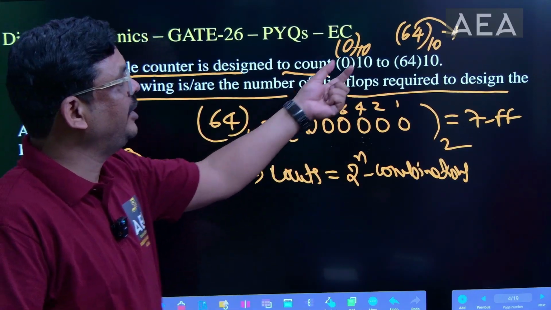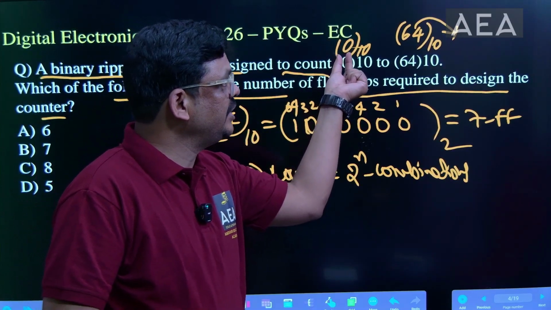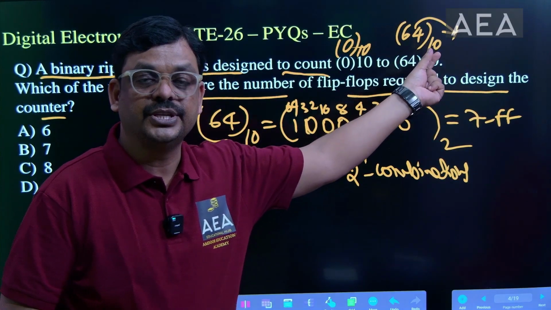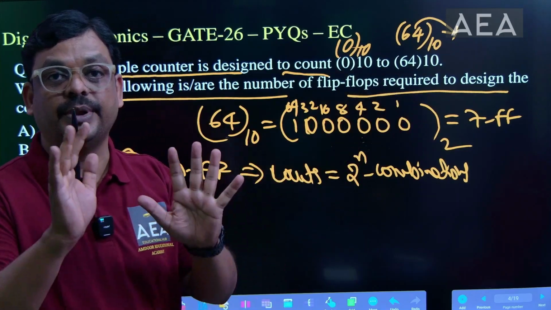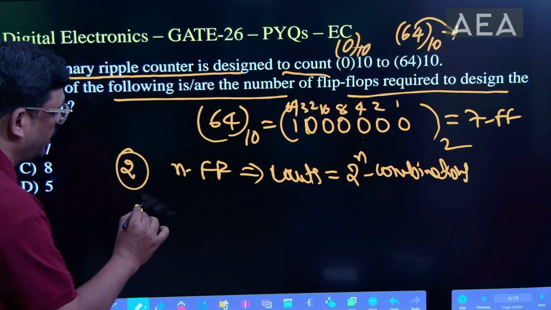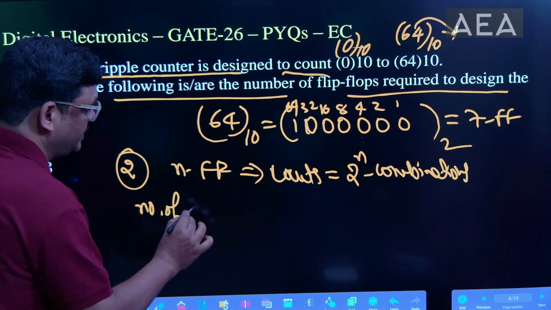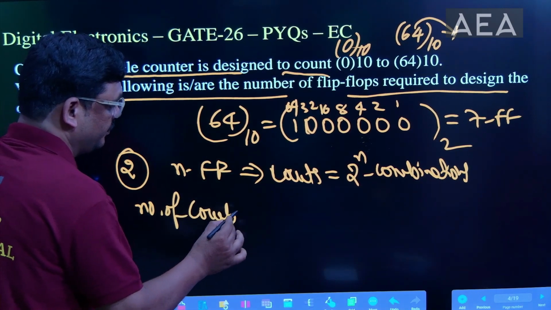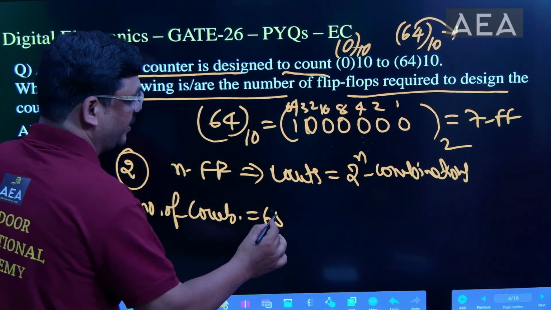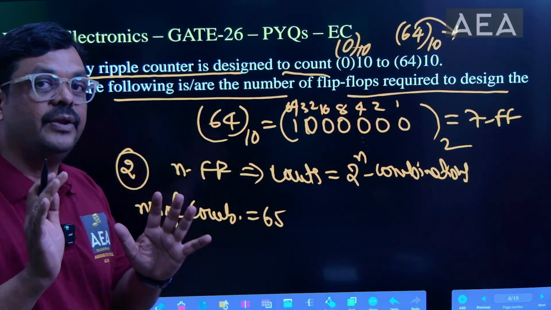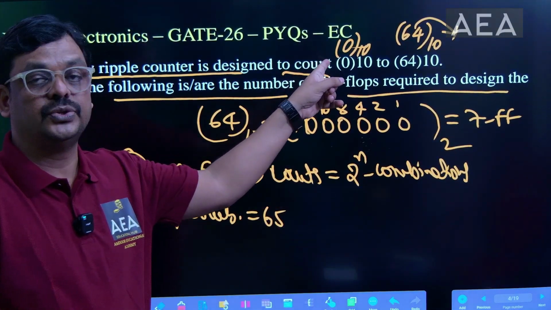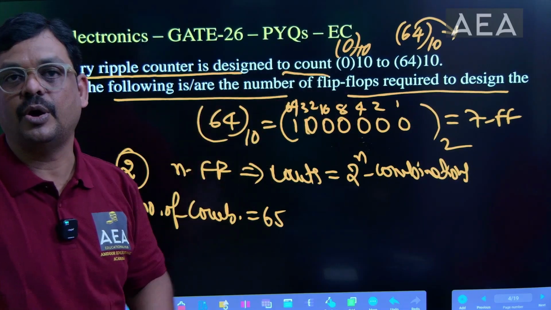Now, how many combinations do we want here? If it starts from 0 and goes up to a maximum of 64, then it gives a total of 65 combinations. So the number of combinations should be 65 based on the question. You have to count 0 also. 0 to 64, so 65 combinations are there.